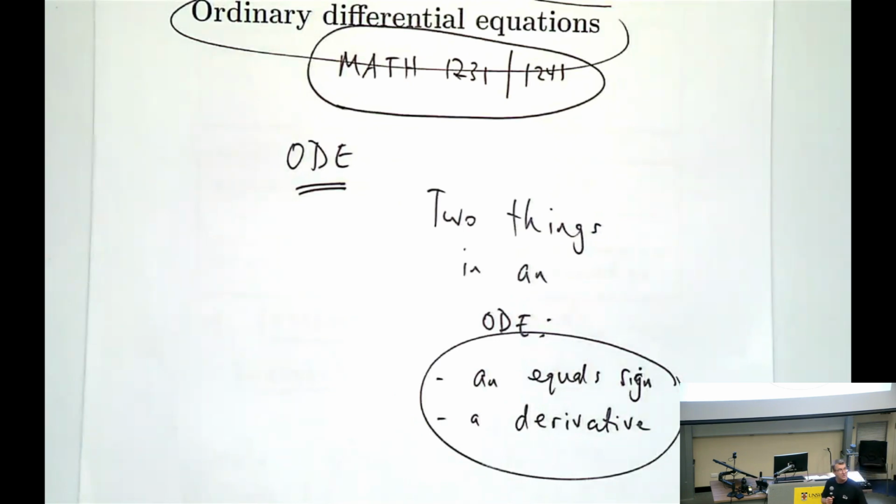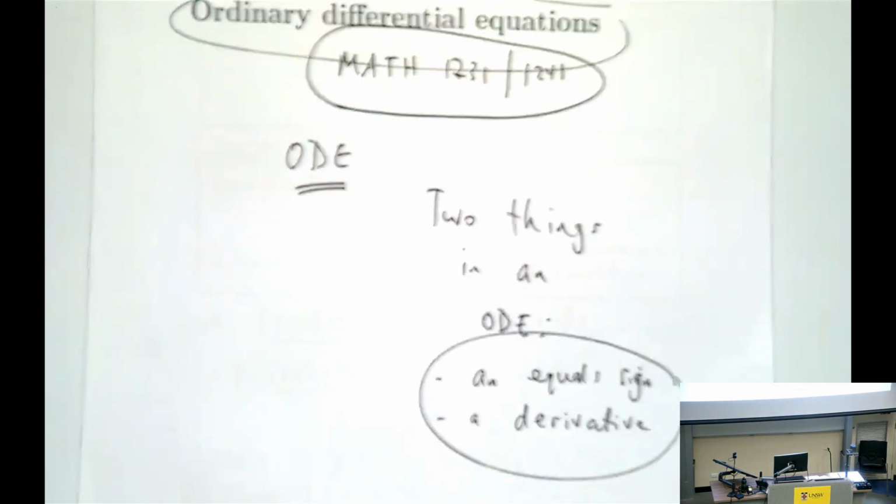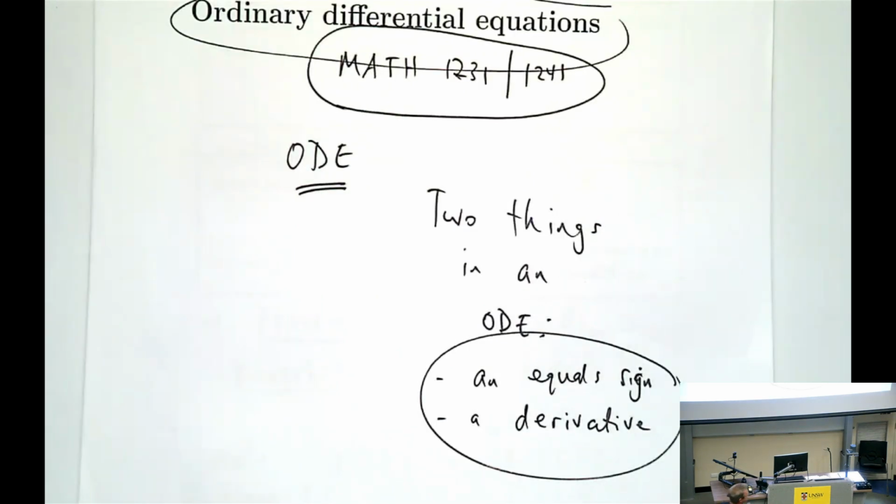An ODE has two things in it. It's got an equal sign because it's an equation, and it's got derivatives. And like any kind of equation, we would like to solve it. In this case, the thing that we're looking for is a function, not a number. We're not solving a quadratic equation, but we're looking for a function that satisfies the differential equation.